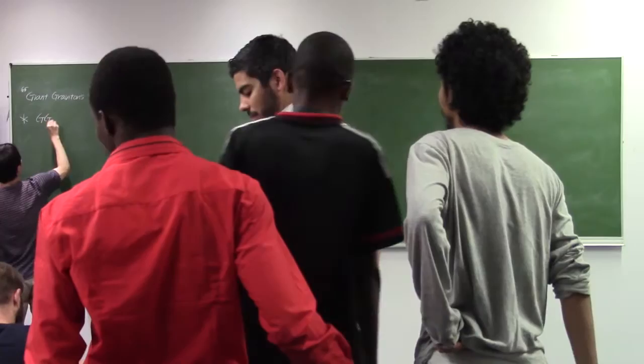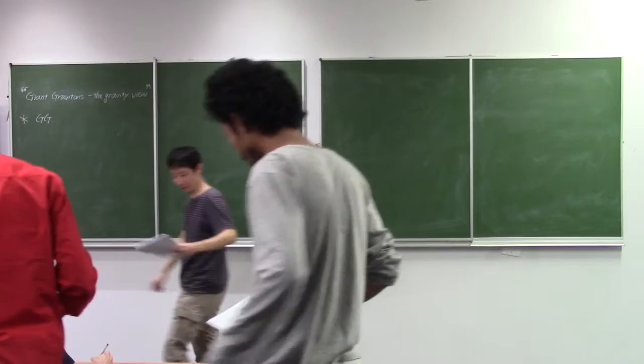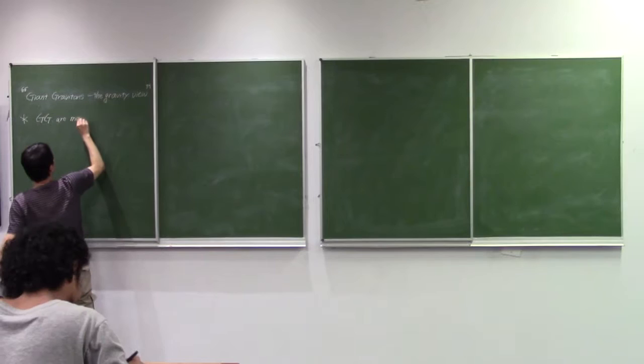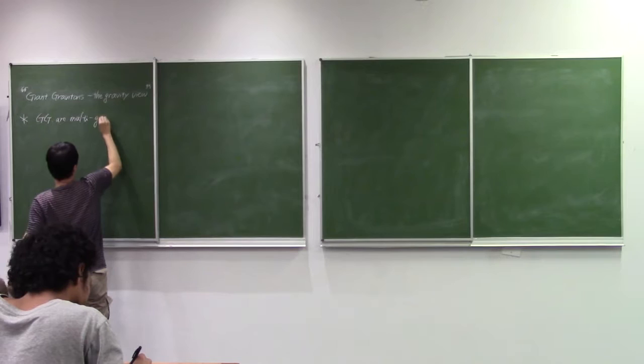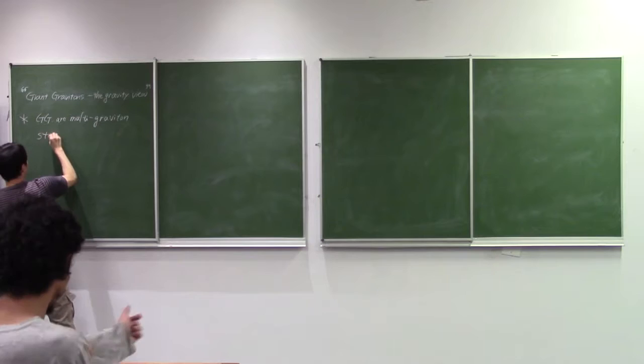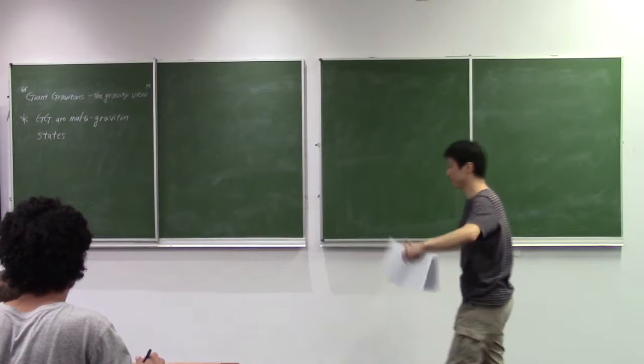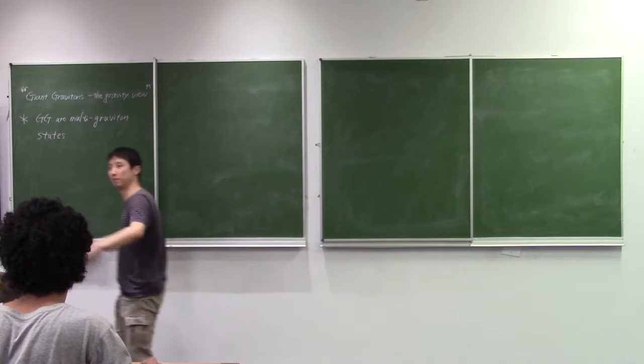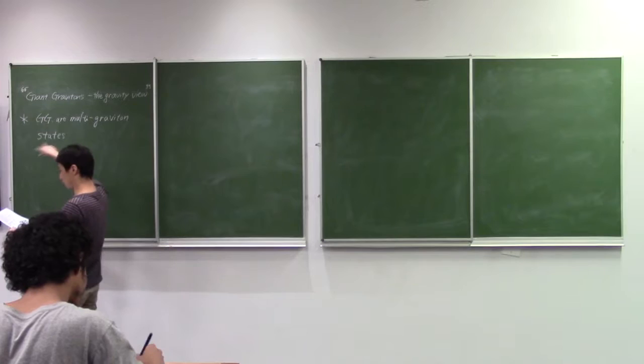I denote giant gravitons by GG. So giant gravitons are a multi-graviton state. It's a collection of gravitons, which is traveling around some circle.